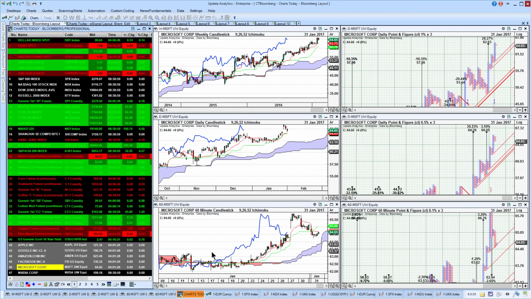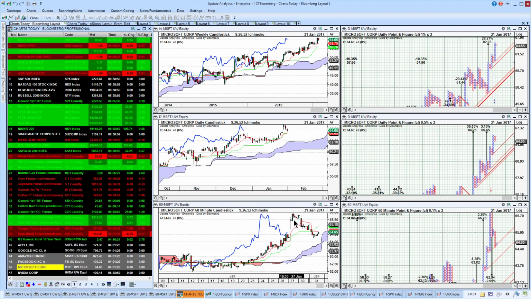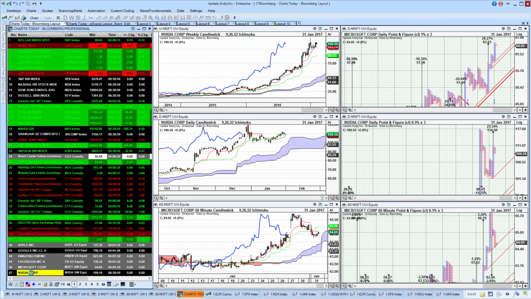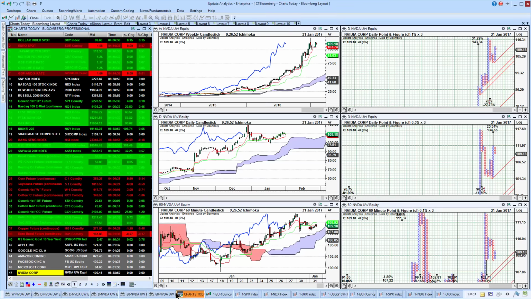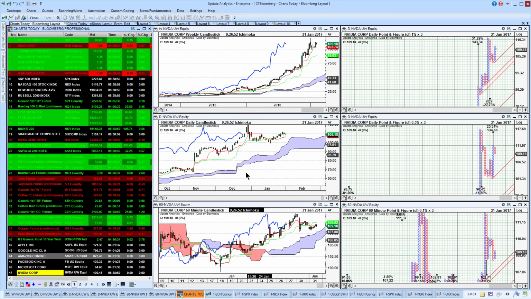Microsoft, bullish after last week's results, just pulled back a little bit. We do have a downside target, but bullish on all three time frames. And Nvidia, my best performing stock last year, still hanging in there, but quite a lot of volatility the last few days.